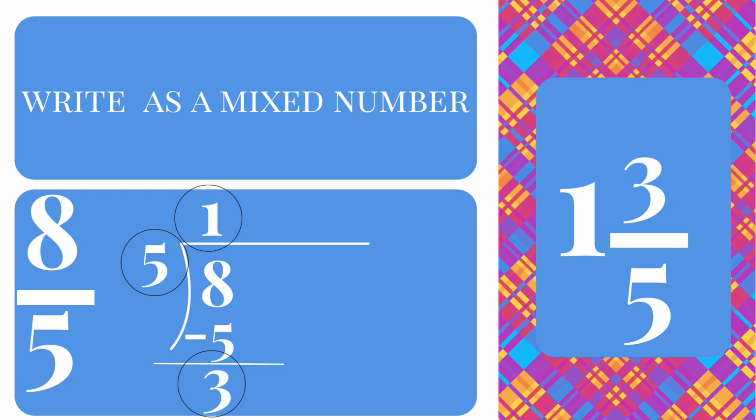The process is the same each time. Divide the numerator by the denominator. Use the quotient as the whole number, and the remainder becomes the new numerator, while the denominator stays the same.